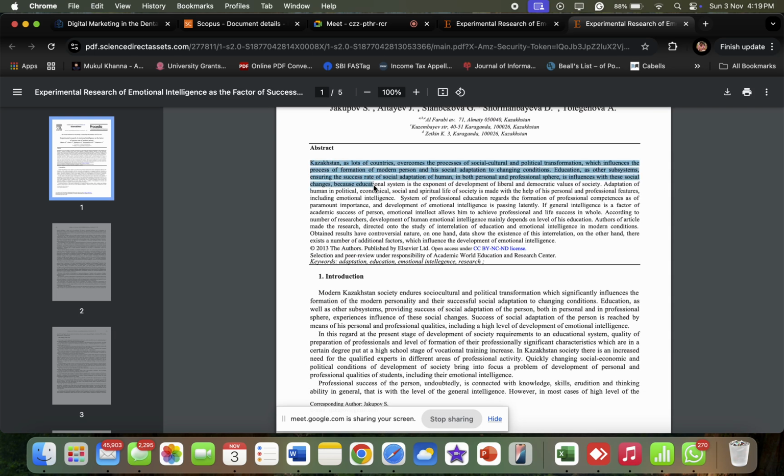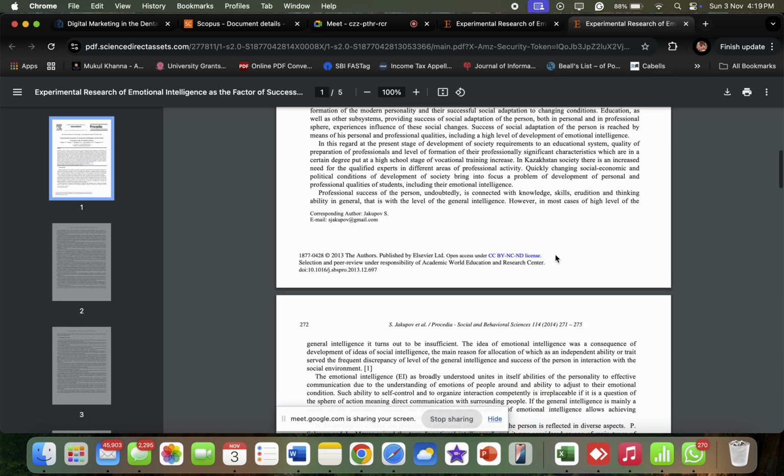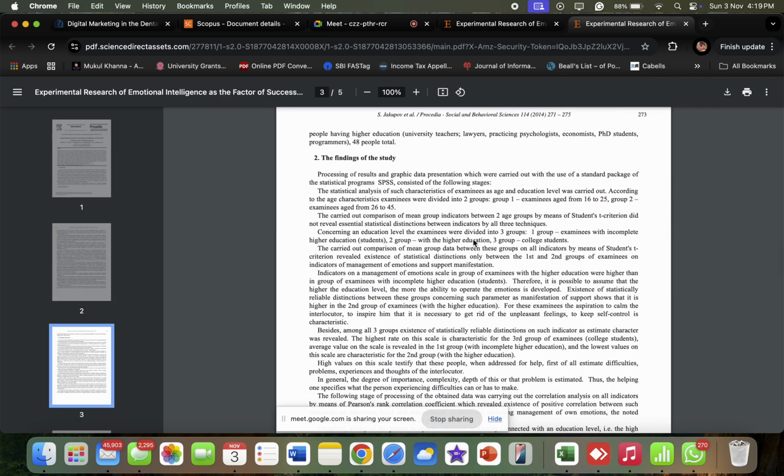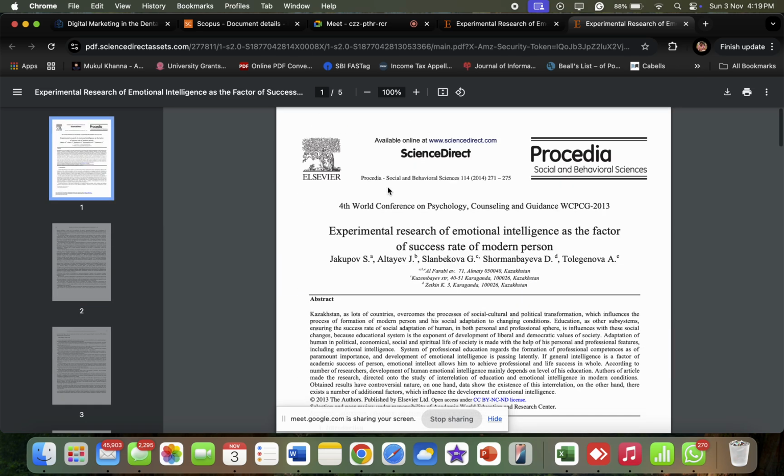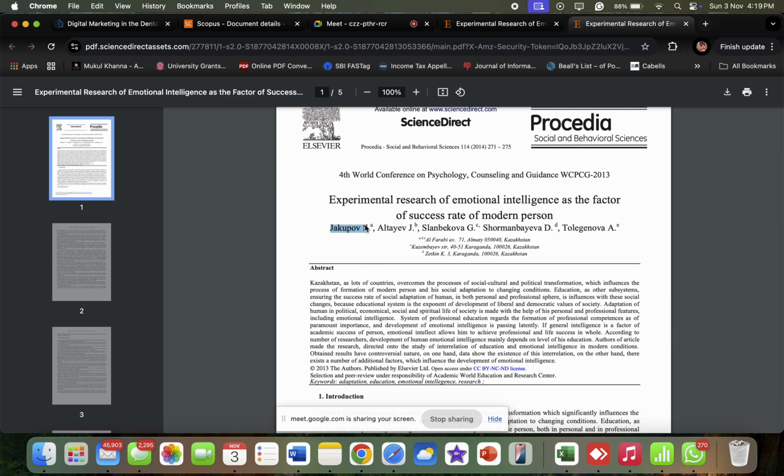What we will be doing over here is going through the abstract first. After that we will be searching for the major findings of the study and the software that was used. Over here they are writing about the statistical analysis of such characteristics. So basically they have used SPSS. Let me read it again: processing of results and graphic data presentation were carried out with the use of a standard package of the statistical program, that is SPSS. So we can also mention it in the study. Basically, let's pick the name of this person first.